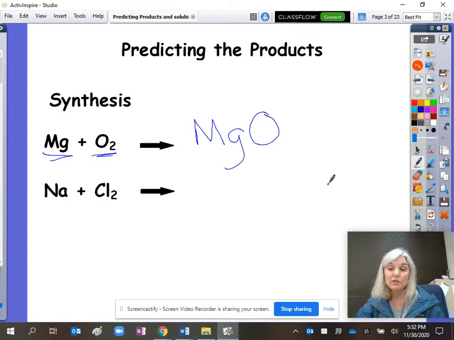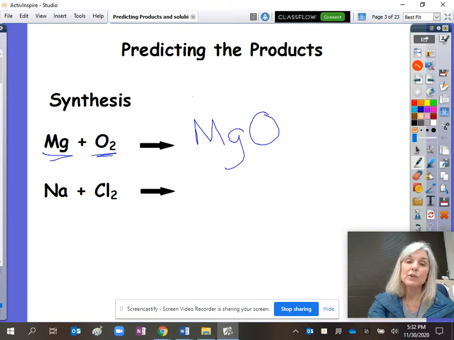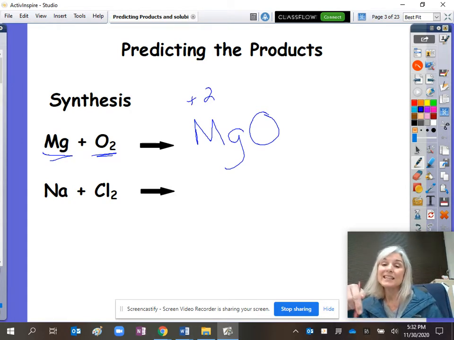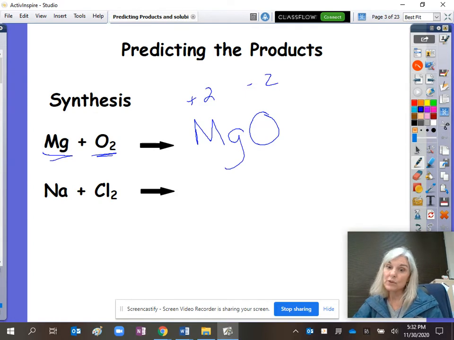Now, what we do have to make sure is, if I put Mg and O together, is this the right formula? Well, we've got to get out our charges. So look at your periodic table. Note that magnesium is in group 2, so it has a positive 2 charge. Oxygen is in group 16, and it has a negative 2. So if you were to put those two together, you would make sure your charges are equal, and they already are equal. So this is the correct formula, MgO.